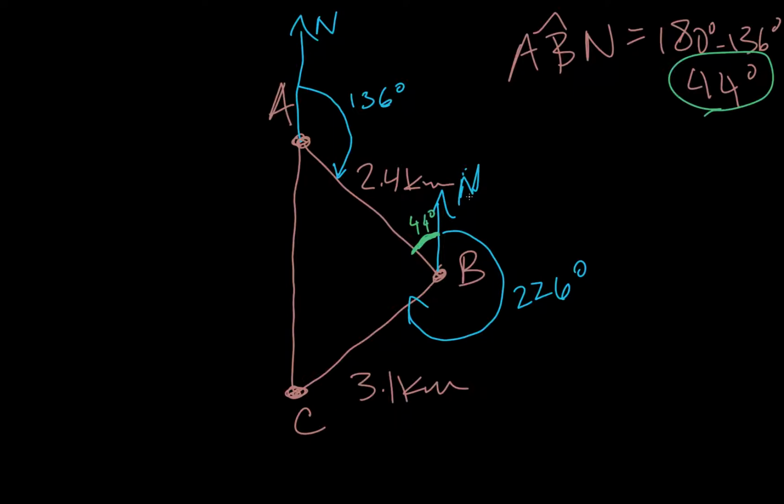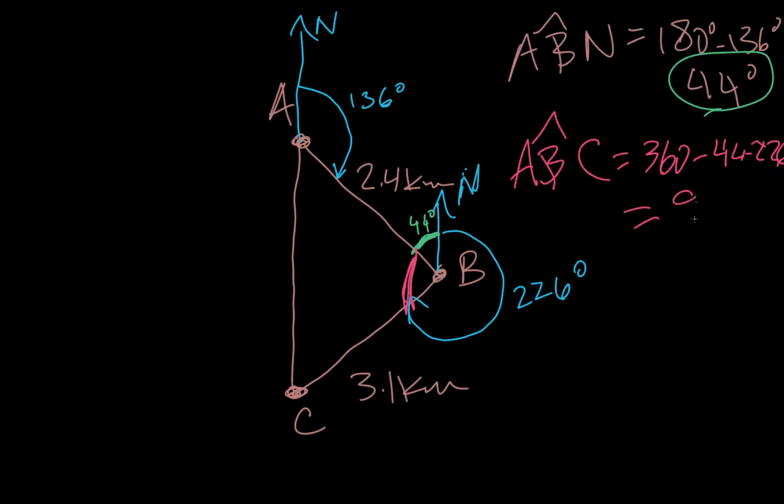Now, if we go A, B, C, so this angle, I guess I gotta get a new color. So the angle from here to here, so A, B, C, we can see that that's a full circle if we use the pink, the blue, and the green together. And so if we just want that piece, we just subtract those out. So we start with a circle, we subtract out the 44 that we just found, and we also subtract out the 226, which is the blue one, and we are left with 90 degrees. And so we know that this is actually a right triangle, and that's going to help us.